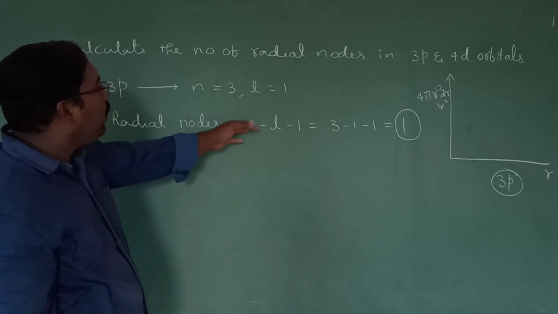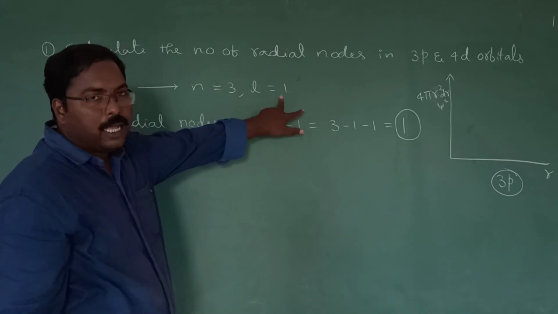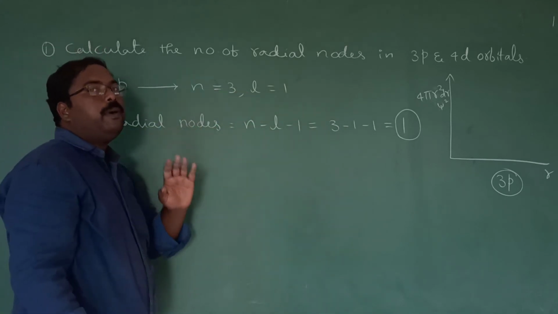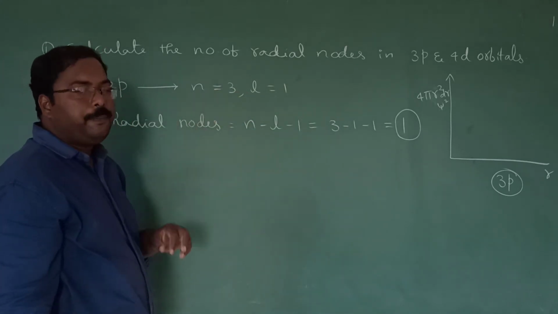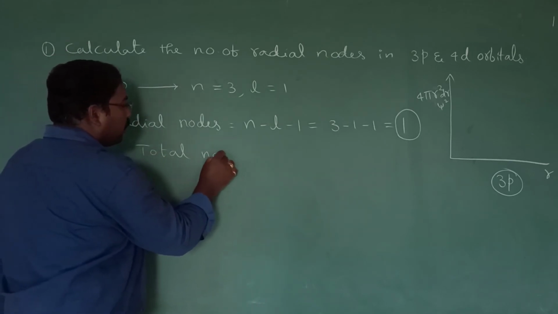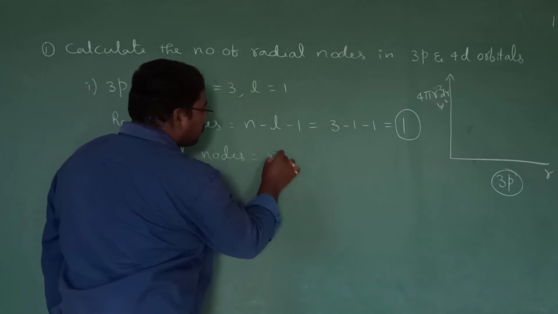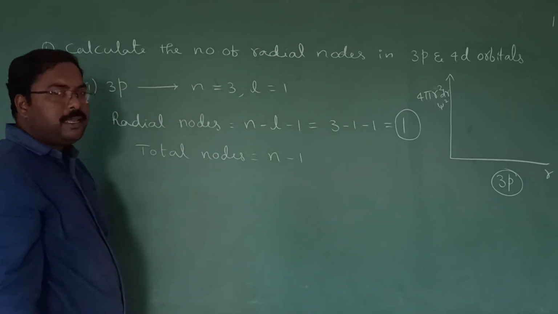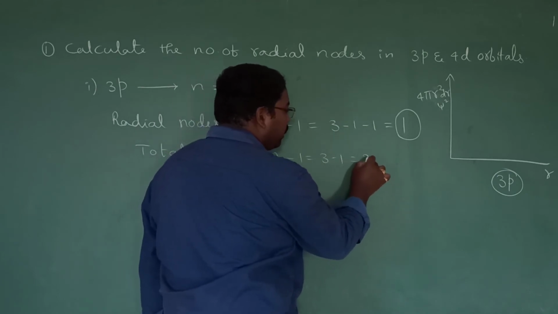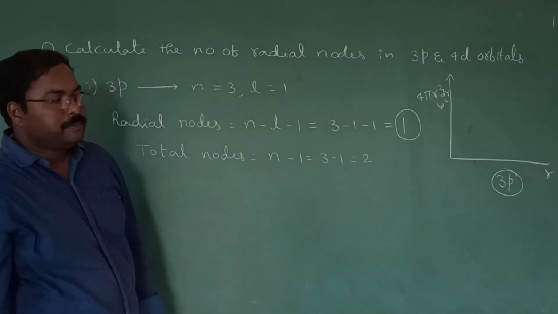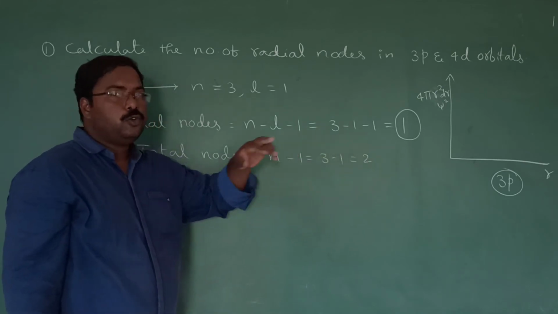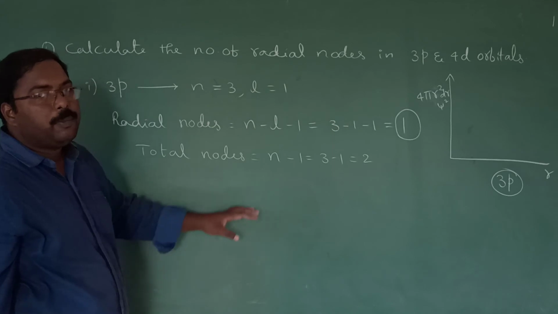How many angular nodes will we get? One. Okay. Now what will be the total number of nodes for a 3p orbital? Total nodes is equal to n minus 1. So 3 minus 1, nothing but 2. So the number of nodes we get for this one is 2. Right? Got my point or not?